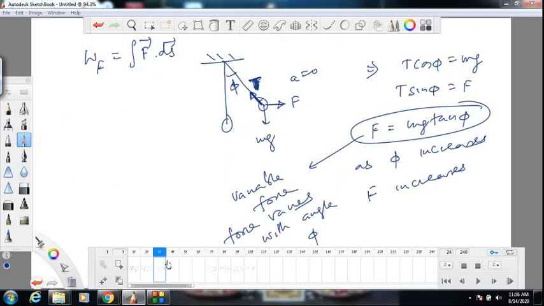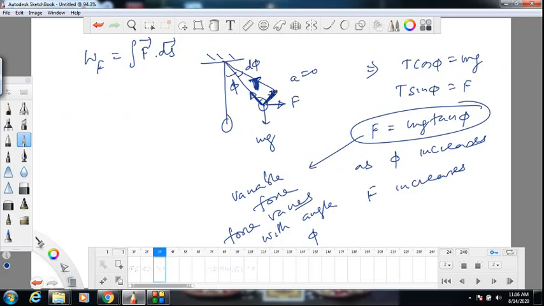Okay, so phi is a variable whose value keeps changing. Initially it is 0, finally it is theta. So I took an intermediate position where the angle is phi and the force is mg tan phi, it is horizontal. How is the displacement? Displacement is along the tangent. Suppose in this displacement it makes a further angle d phi.